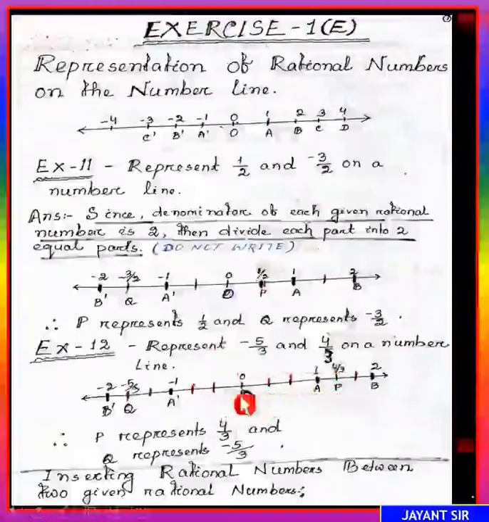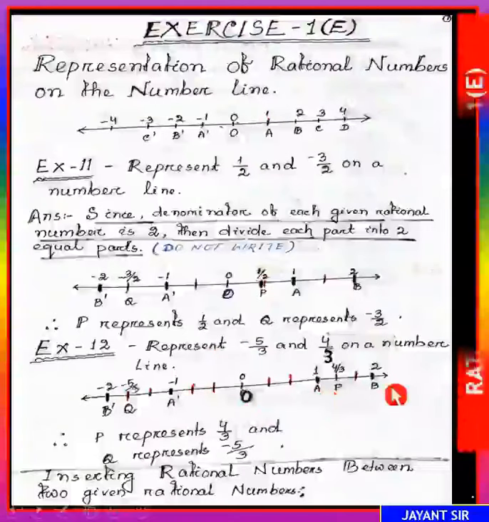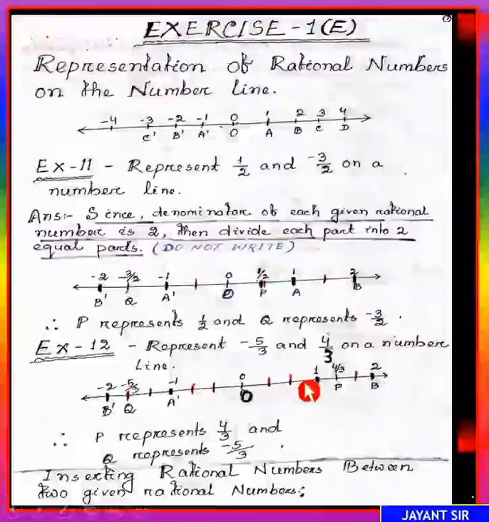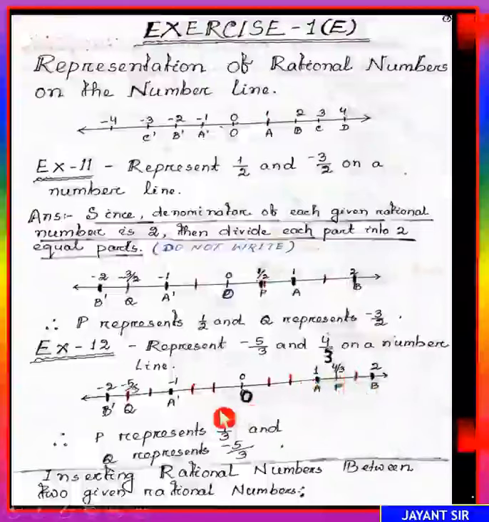That's why I have taken a little bit of gap here. So O to A and A to B. Dividing into 3 equal parts means we have to put 2 lines in between, so it comes first part, second part, third part. We are dividing 3 parts like that. A to B, within B also this is one part, this is another part.